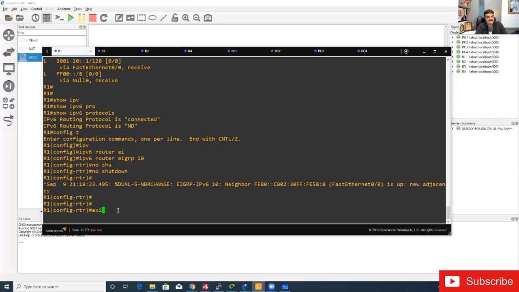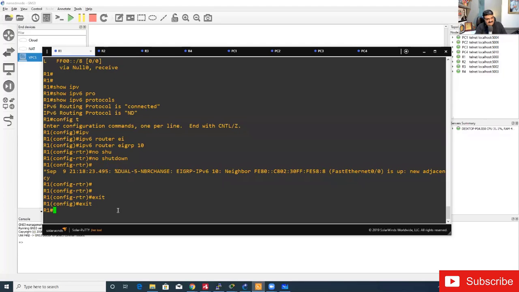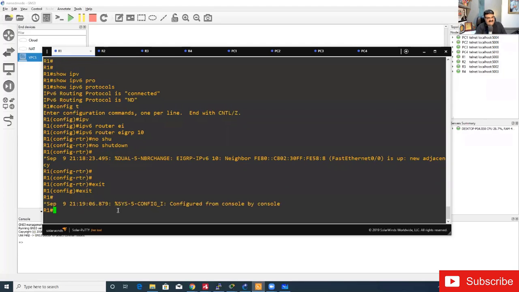Now, actually I configured EIGRP for IPv4 and EIGRP for IPv6, but both are totally different. If I want to configure IPv6, I go to IPv6 router EIGRP, and if I want to configure IPv4, I go to IP router EIGRP. So there is a different command.